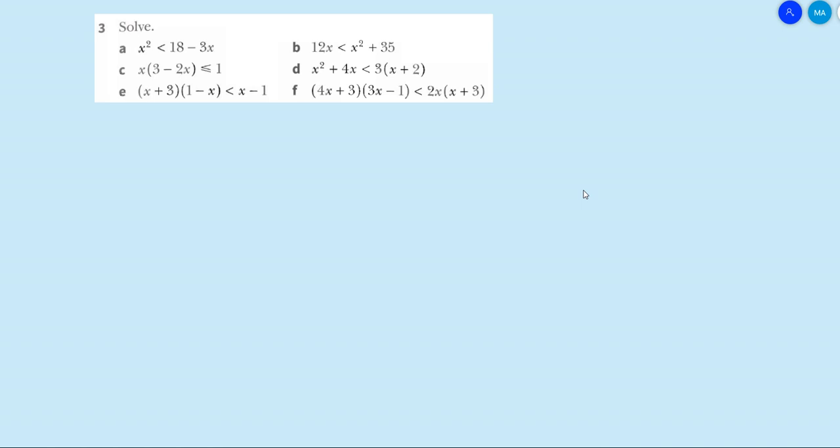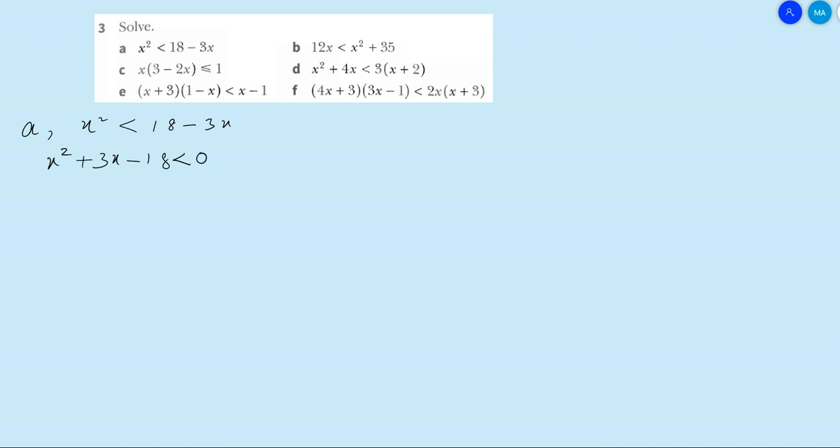Solve. Part A. Part A is x square less than 18 minus 3x. First we have to write this in standard form. Move both the terms to the left hand side. It will be plus 3x, it will be minus 18, and the right side is 0.